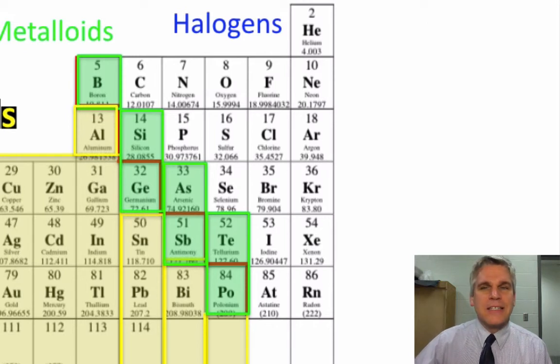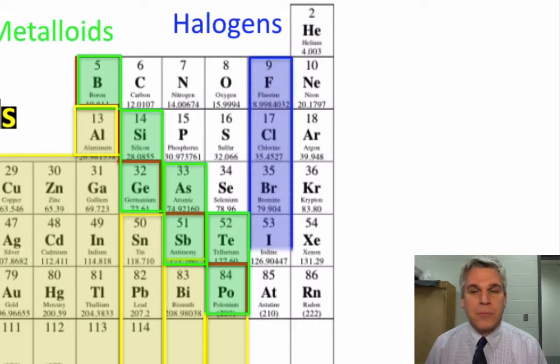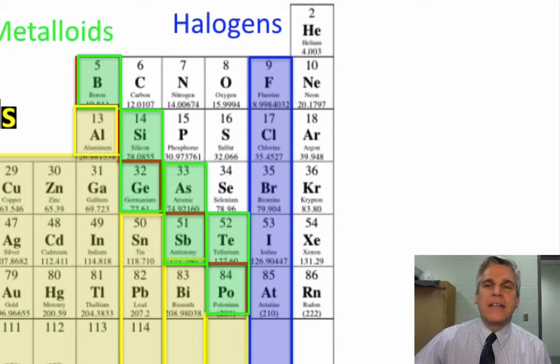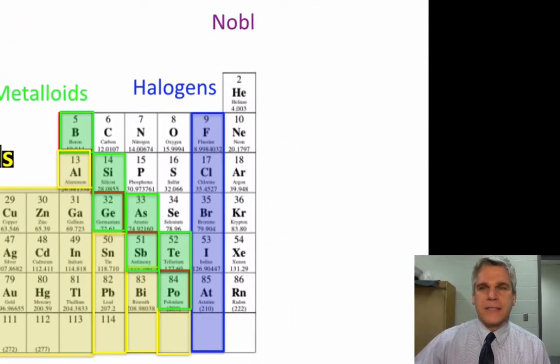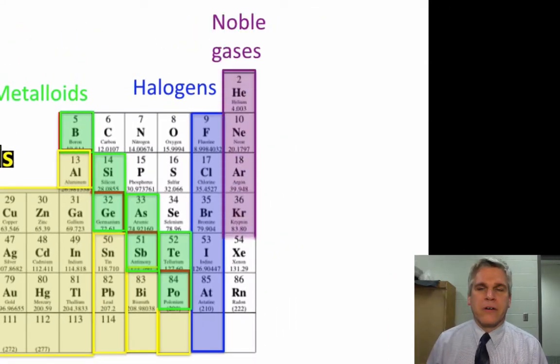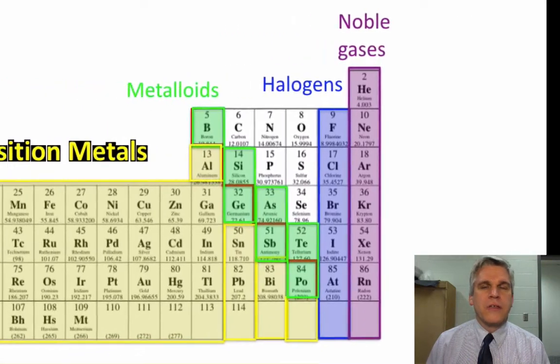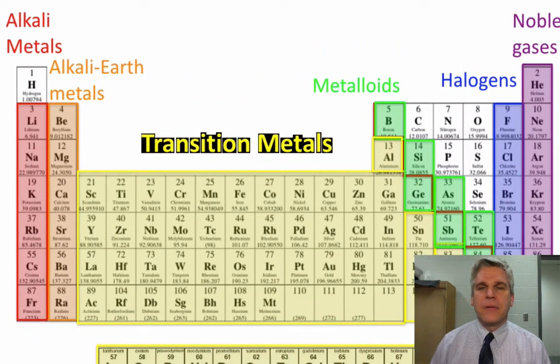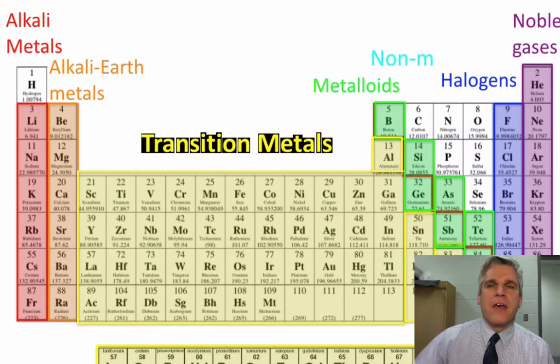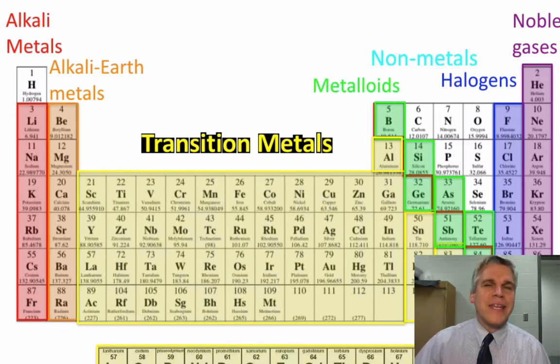Now we go towards the far right and we have the halogens. So this is the second to the last column. We're going to color that in blue. And then finally we have the noble gases, and those we're going to color in with a purple. You can see that there's a handful of elements that are not colored in. Those are the rest of the non-metals. So we'll just color those in.